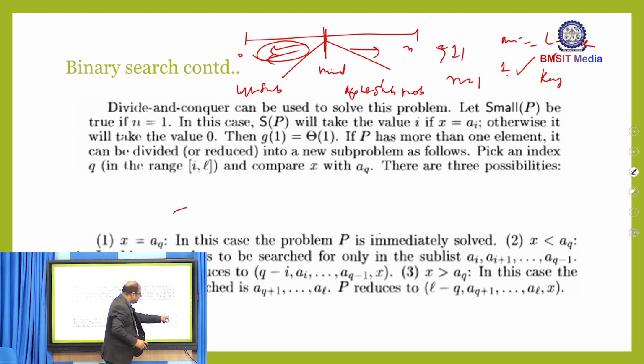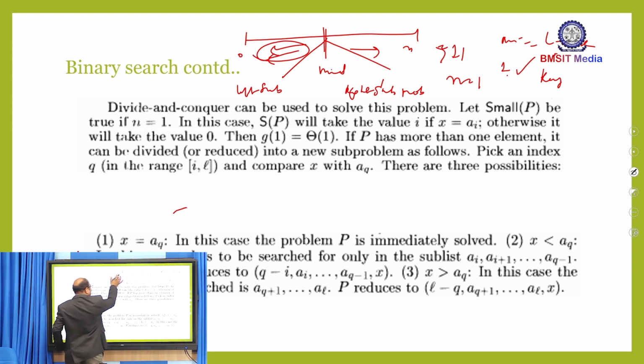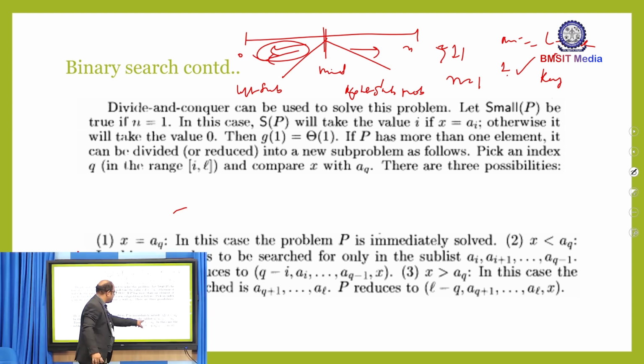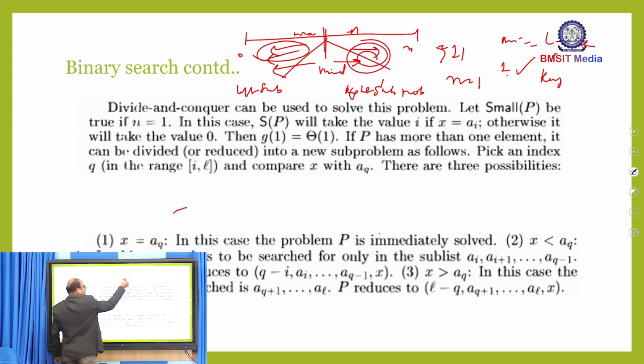For this condition, if x is less than a of q, my key element falls in the left part of the array, so I have to check there. The third condition is, if my key element is on the right side, I have to check the right part. In that case, q plus 1 means mid plus 1, and this is mid minus 1. Mid minus 1 is the left side and mid plus 1 is the right side. So if my key element is on the right side, I will check the right side recursively. If it is on the left side, I will check the left side recursively.